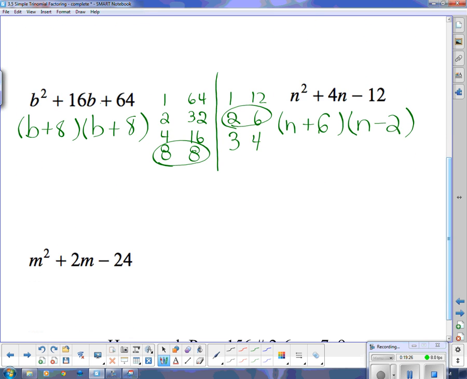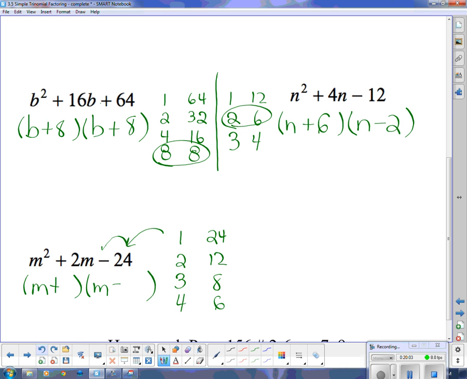One last one, and then you can put me away. I've got an M here and an M here, and now this sign tells me that the signs in the brackets are different. So I got 1 plus and 1 minus. So what multiplies to 24? 1 and 24. 2 goes into it 12 times. 3 goes into it 8 times. 4 goes into it 6 times, 5 doesn't go into it, and then I have to go back up again, so I've got them all. And so what multiplies to 24 and subtracts to 2? Well, that looks like 6 and 4. And since the middle term is positive, I need more positives. So I have to put that 6 where the positive is. So I put the 6 there and the 4 there.